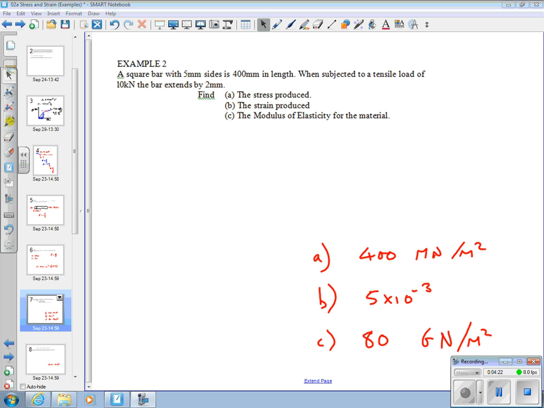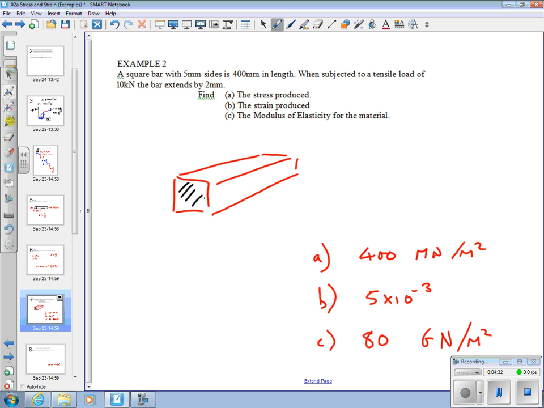Always a good idea to draw it. Often helps, especially if you can draw. So it's a square section, 5 millimeter sides, 400 millimeters in length. So I can put that information on. That's 5 millimeters, that's 5 millimeters, and that's 400. So I can work out what the area is.